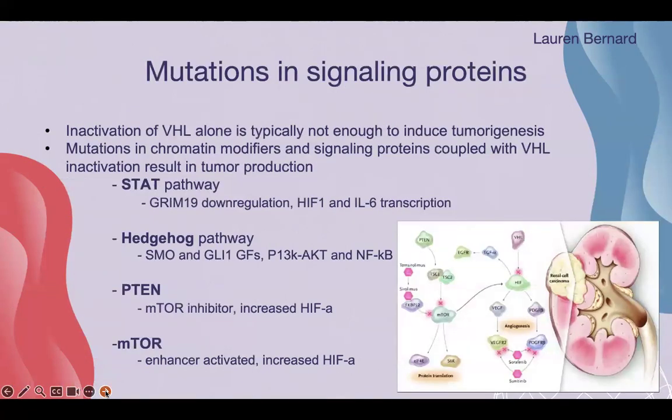However, the inactivation of VHL alone is not enough to induce tumorigenesis, or the formation of the tumor. Other mutations in chromatin modifiers and signaling proteins like PTEN or mTOR have been commonly found, along with other signaling pathway mutations in pathways like STAT or hedgehog. Taking a look at STAT, GRIM19 is a gene commonly found to be downregulated in renal cell carcinoma, which is relevant as it is a STAT3 inhibitor. This means that its downregulation aids in cell proliferation.